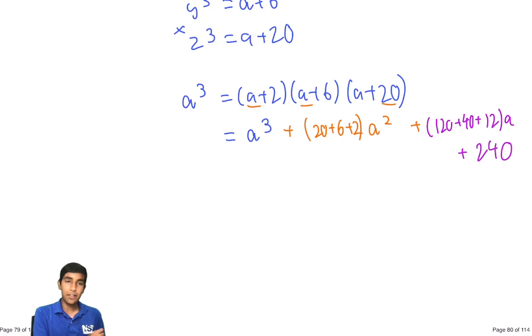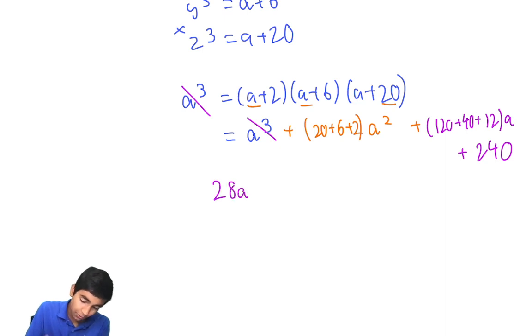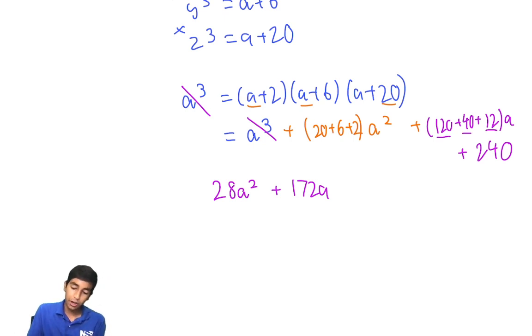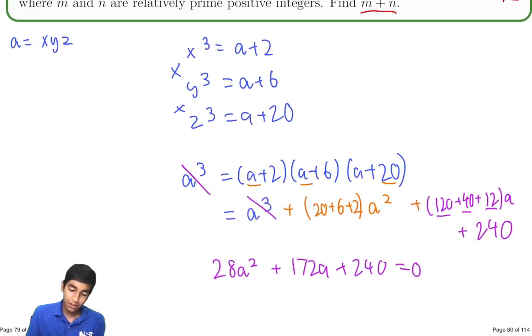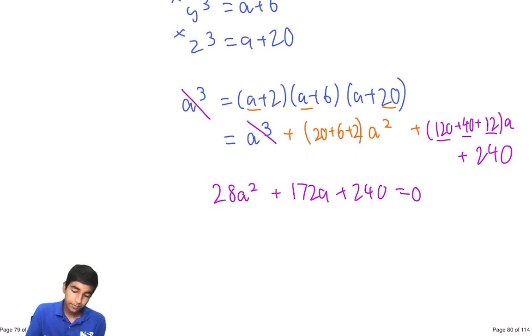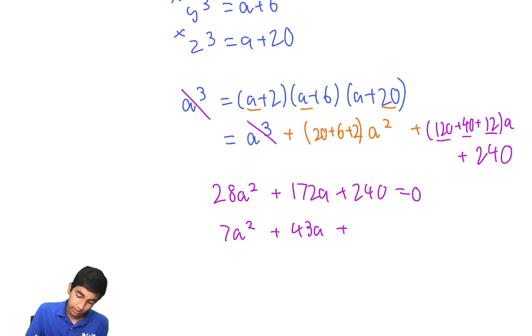Let's simplify and solve. First of all, a cubed cancels. Isn't that great? Now we have a quadratic. And that quadratic, 28a squared plus 172a, because 120 plus 40 plus 12 is 172, plus 240 is 0. And now all we have to do is solve this equation for a. We divide by 4 to get 7a squared plus 43a plus 60.